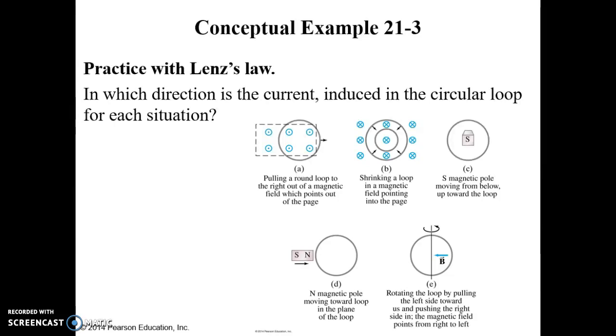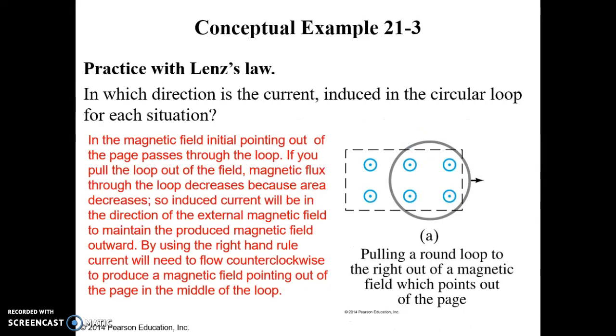And which direction is current induced in the circular loop for each situation? So for part A, the magnetic field initially pointing out of the page passes through the loop. If you pull the loop out of the field, the magnetic flux through the loop decreases because the area decreases. So the induced current will be in the direction of the external magnetic field to maintain the magnetic field outward. By using the right-hand rule, current will need to flow in a counterclockwise direction to produce a magnetic field pointing out of the page in the middle of the loop.